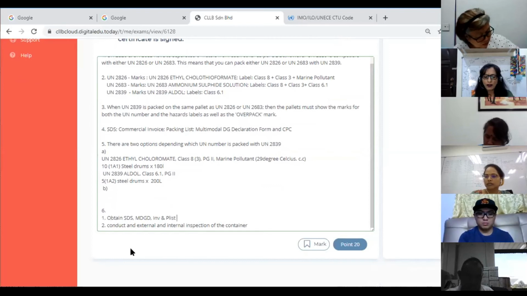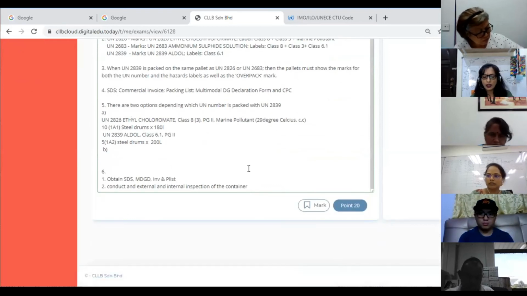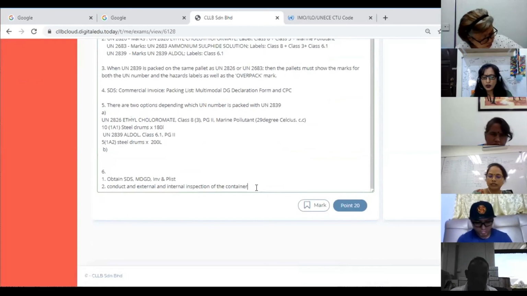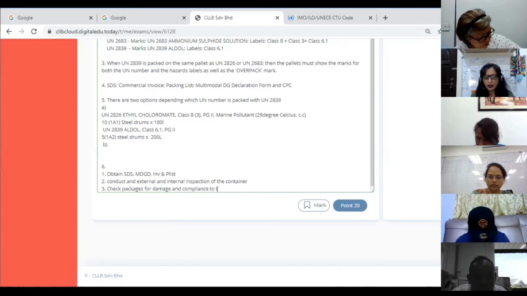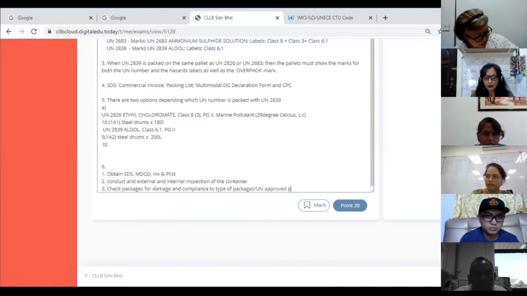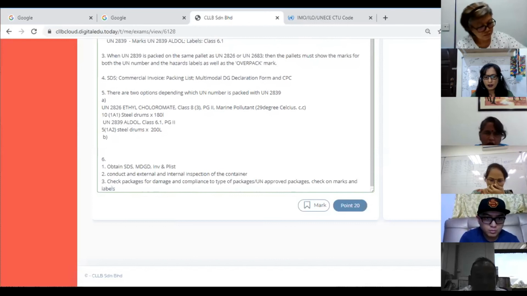Then once you have this information, then you conduct the visual inspection of your unit, and then you check the packages, right? Check packages for damage and compliance to type of packages, you can say UN approved packages. Check on marks and labels, all right, for the packages.